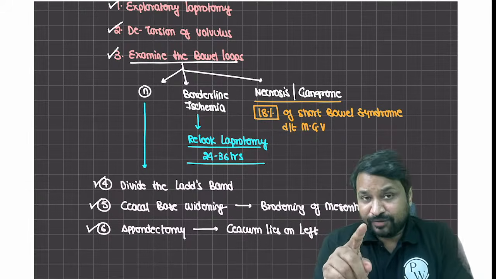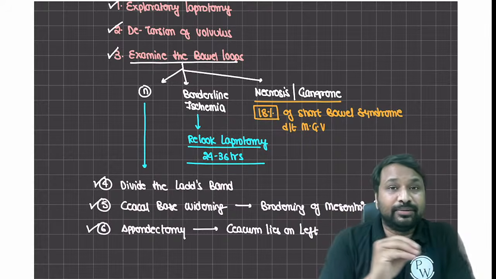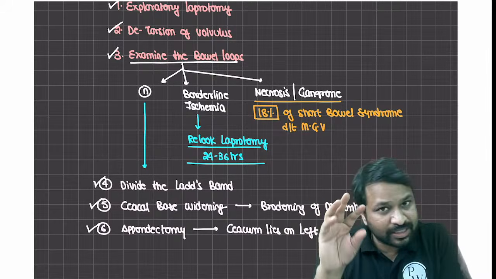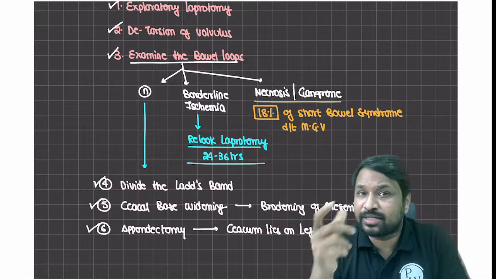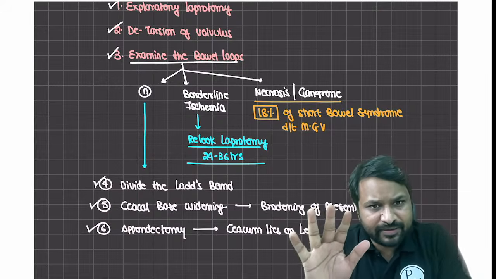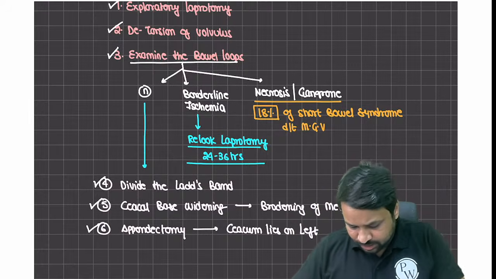Another thing, especially for residents: there is no role of fixing the cecum and the small bowel to the abdominal wall. There's no role of doing that. Even with that fixing, the probability of recurrence is 10%. Without fixing is also 10%. So you don't need to do anything. Okay? Just leave it there. And these are the steps to be followed in general.